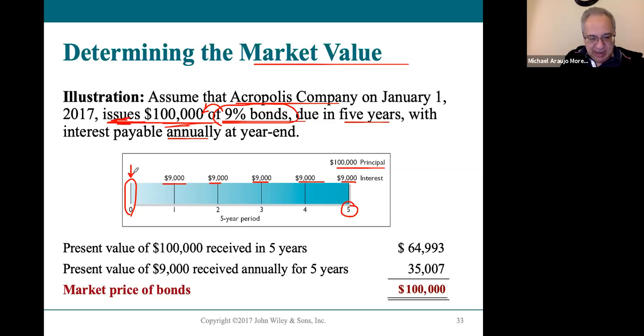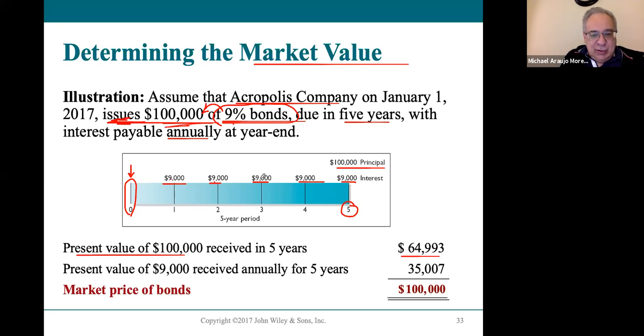How much is it really worth today? Well, they use a present value table. They'll look at 9% for 5 years. They'll get a factor. And the present value of $100,000 that's going to be received in 5 years by investors is currently worth $64,993 using that factor.